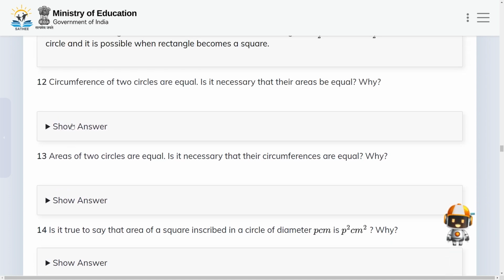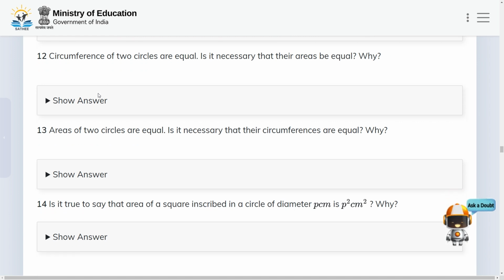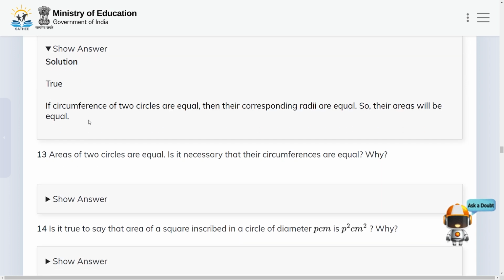Now let us move to the next problem. The circumferences of two circles are equal. Is it necessary that their areas be equal? And why? If the circumferences of two circles are equal, then their corresponding radii are equal, so their areas will also be equal. So the statement is true.